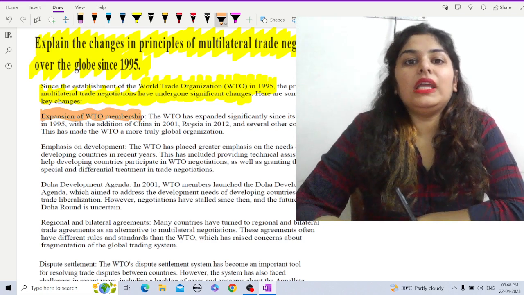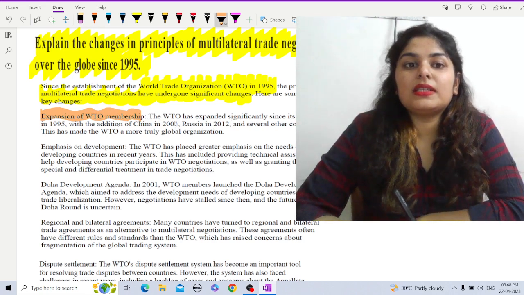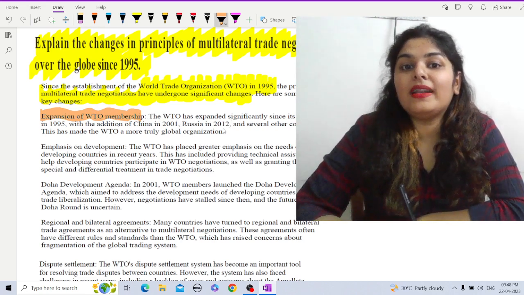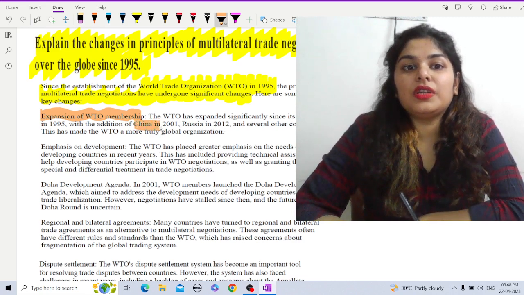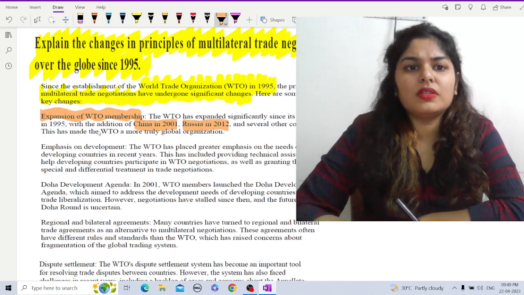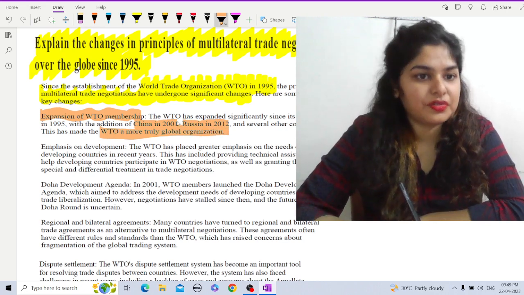So initially developed nations were part, but simultaneously over the years the WTO has expanded significantly, and China was introduced as a member in 2001, then Russia in 2012, and several other countries, around 100, right? So this made the WTO a more truly global organization because of integration.